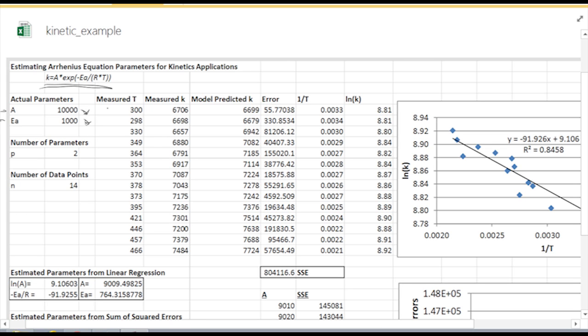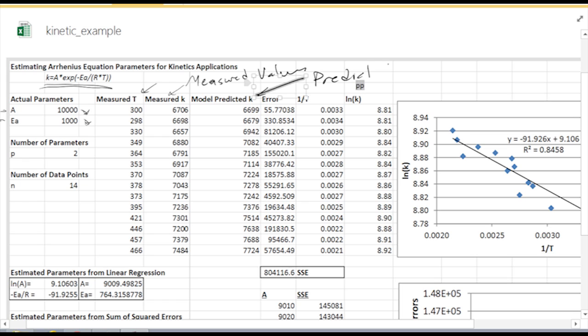So first of all, I have measured temperature and then a measured rate constant K. So measured temperature T, a number of temperatures, and then a number of rate constants. I may have extracted that from a single reaction experiment. Okay, and then I also have model predictions.